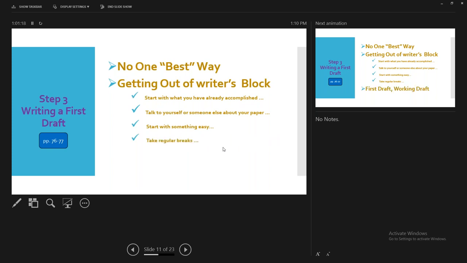The fourth point is, take regular breaks. Don't force yourself to finish whatever in one session, working continuously for, I don't know, 1-2 hours. No, take breaks. Breaks will, of course, recharge you, okay? And you would refresh your mind, and that would be really good for you.